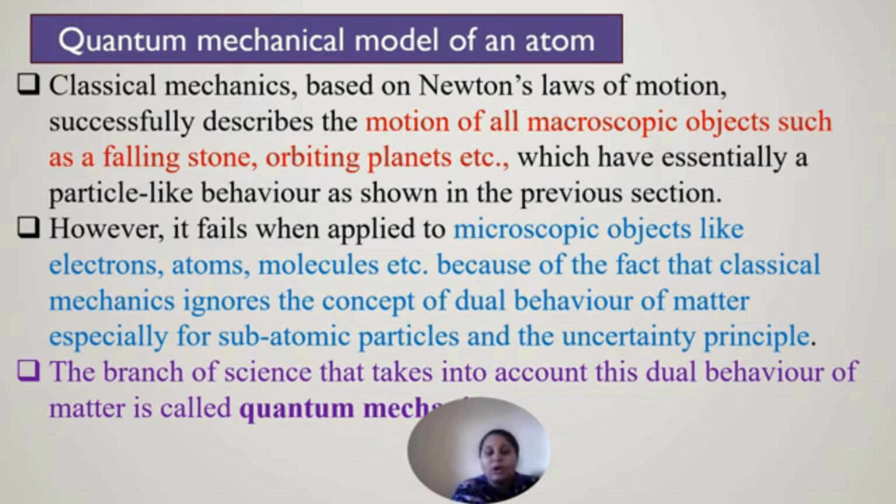But for microscopic objects, it has to undergo this phenomenon with the help of light and all. And as light possesses both wave and particle nature, this is primarily applicable for subatomic particles, and the uncertainty principle also couldn't be explained by Newton's classical mechanics. So this branch of science which took into account this dual behavior of matter is called quantum mechanics.